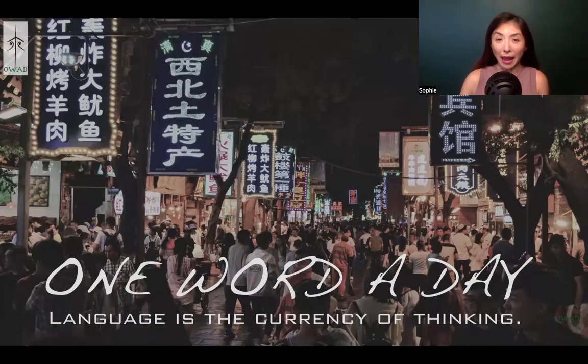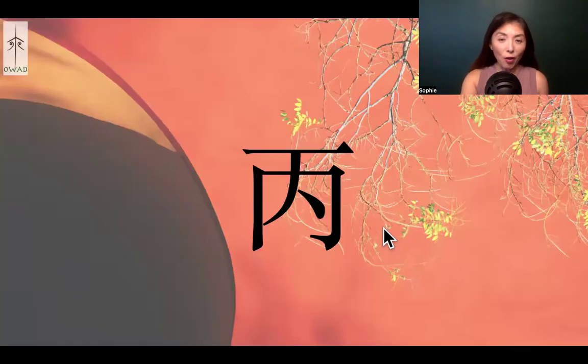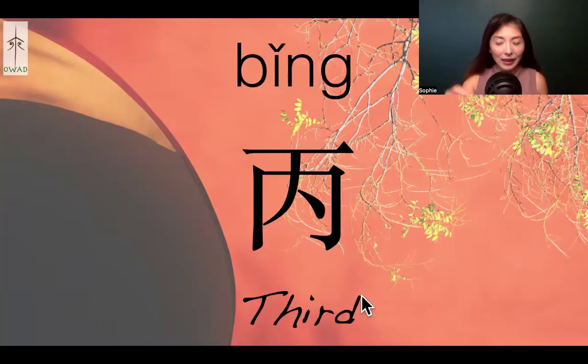Let's continue unpacking some almost boxy, three-quarter boxy Chinese characters. And we came across 内, inside, and 肉 with a double structure in the middle. That's meat. And today, this character is 丙.